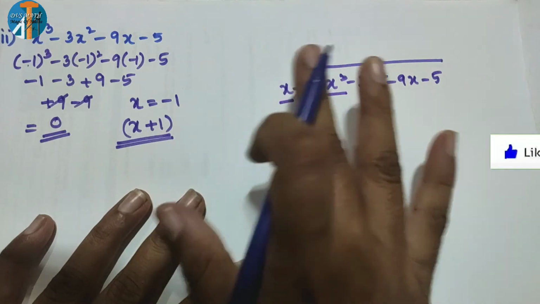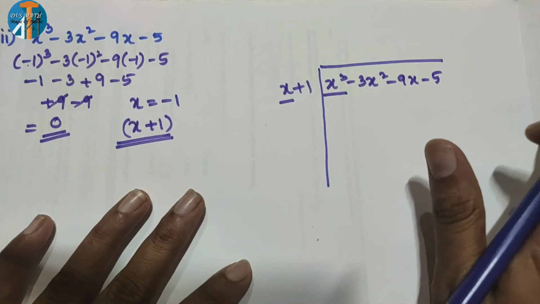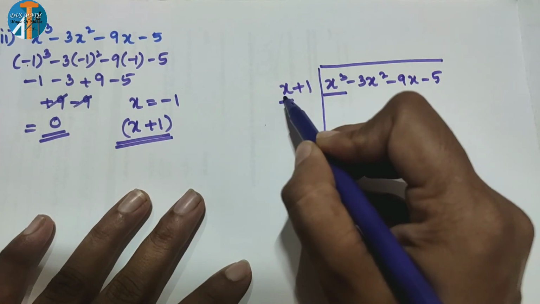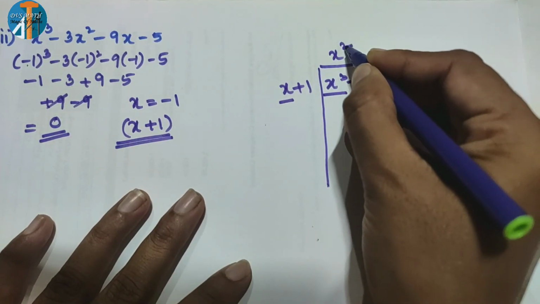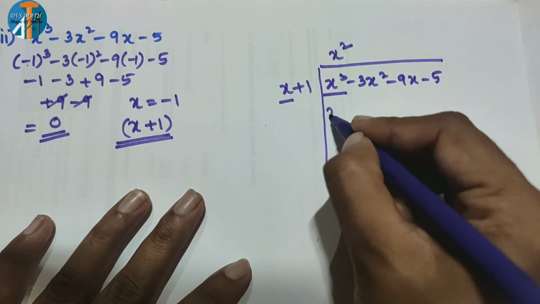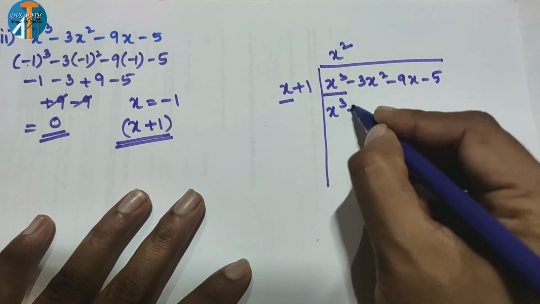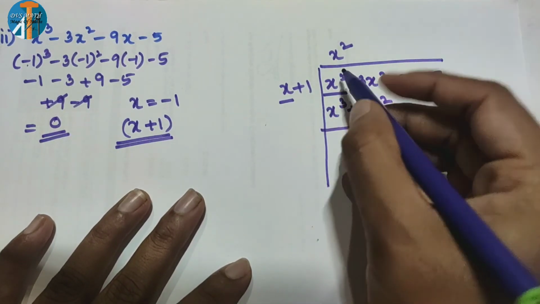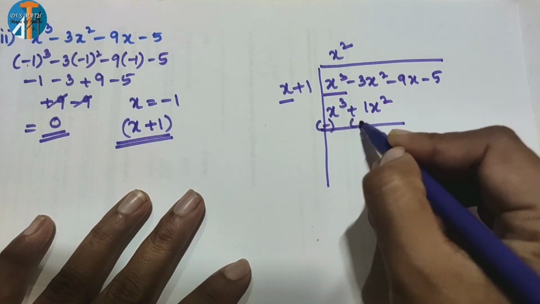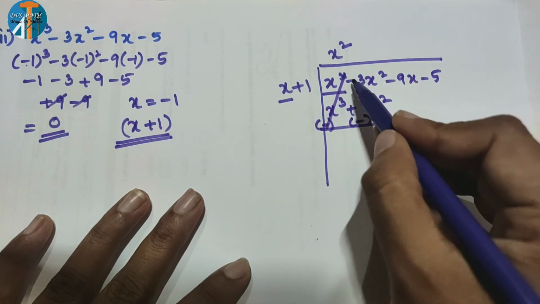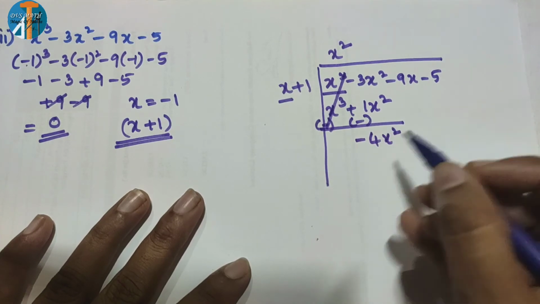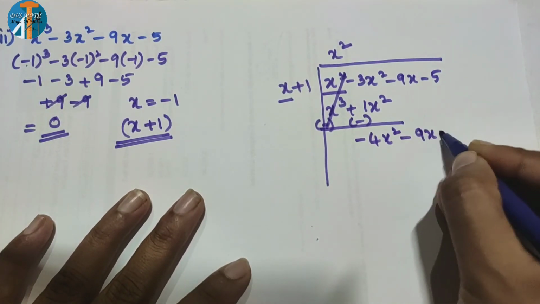As I told you, you have to observe the first term. Here x cube, it is x, so you have to multiply by x square. Don't worry about any other terms, only observe the first term. So x square into x is x cube, plus 1 into x square is plus 1x square. Now by changing the sign, plus becomes minus, so it cancels. Then minus 3 minus 1, you will get minus 4x square, and copy the others as they are, minus 9x minus 5.